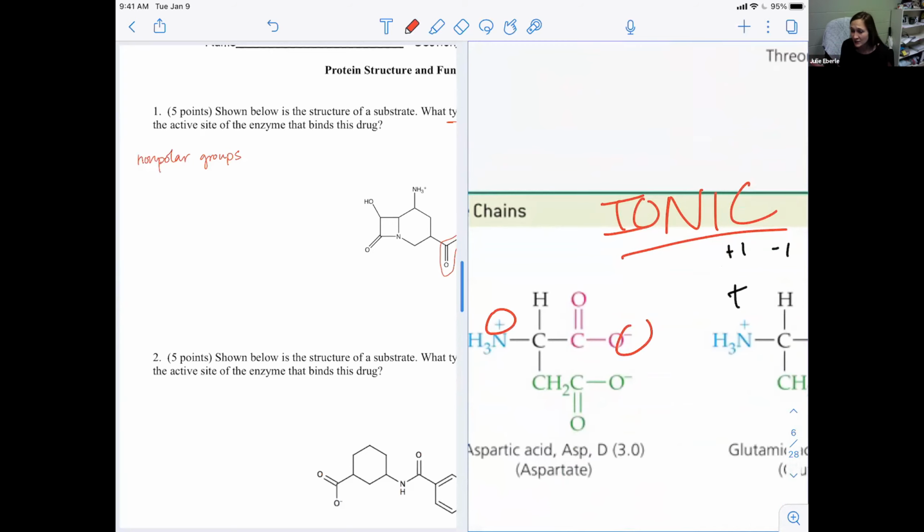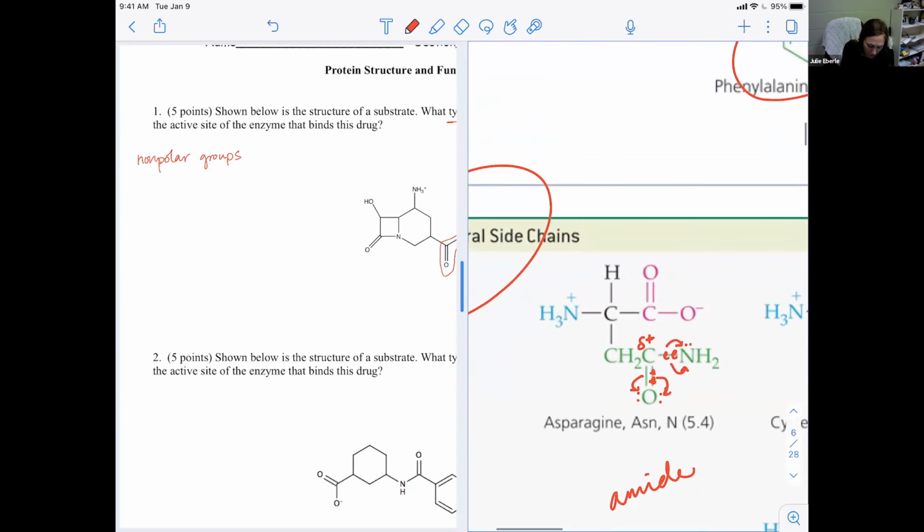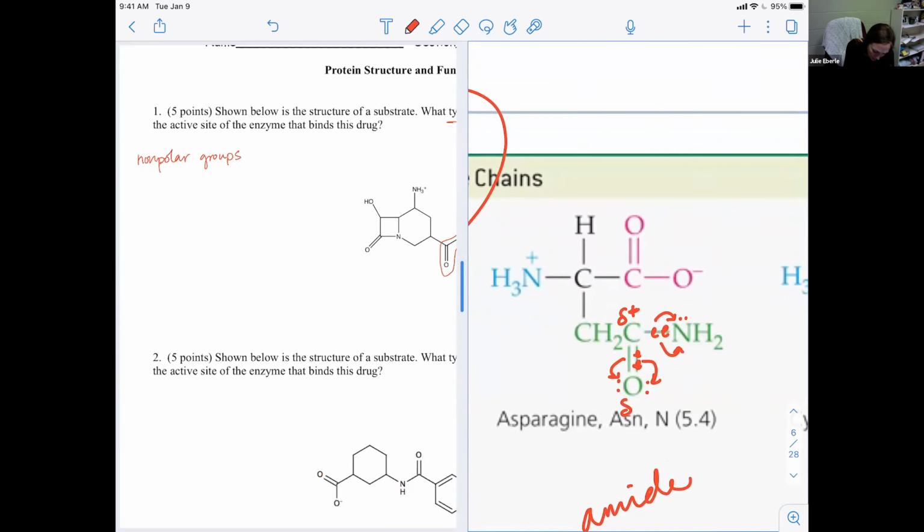unless the pH environment changes or something crazy happens. But these are only partial positives, and then this oxygen would be partial negative, the nitrogen would be partial negative, okay? So again, you see a separation of charge. It's the same idea, it's just not a permanent full ionic charge. It's just a partial separation.